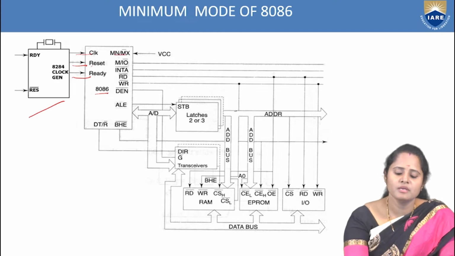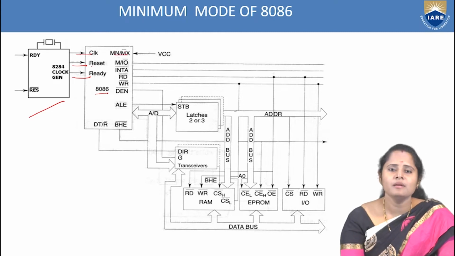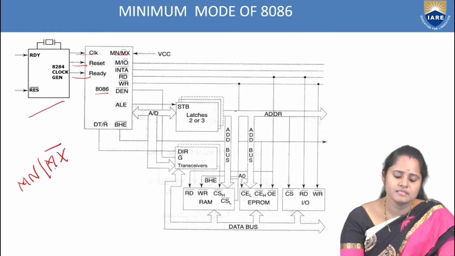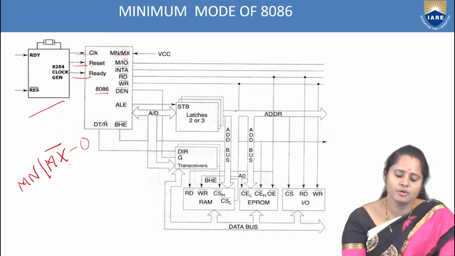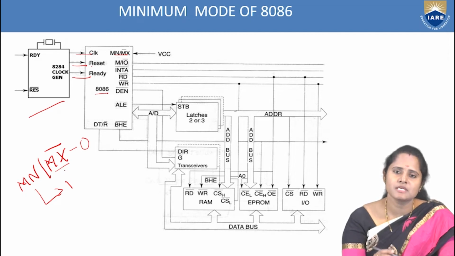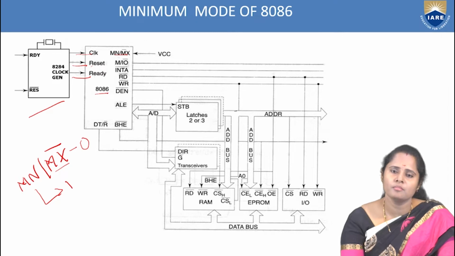See here we have the MN/MX bar pin. The pin which decides whether the processor works in a minimum mode or maximum mode is MN/MX bar. As we can see, MX is an active low pin and MN is an active high pin. Whenever this pin is equal to 0, it means you are working in the maximum mode. And whenever it is equal to 1, it means that you are working in a minimum mode. So this is the only pin which decides whether you are working in a minimum mode or maximum mode.